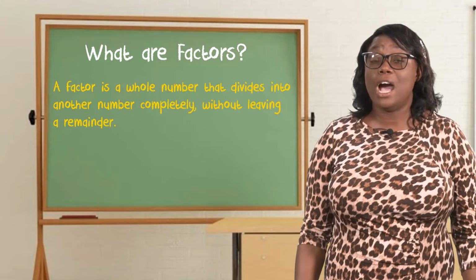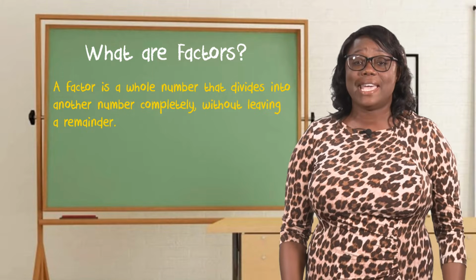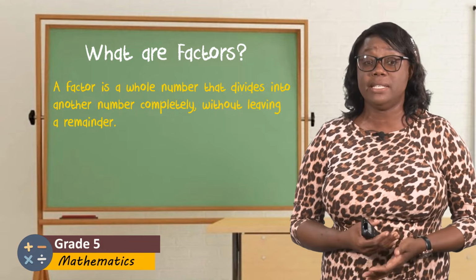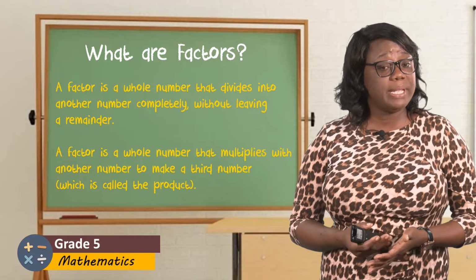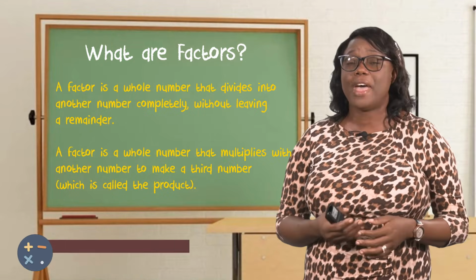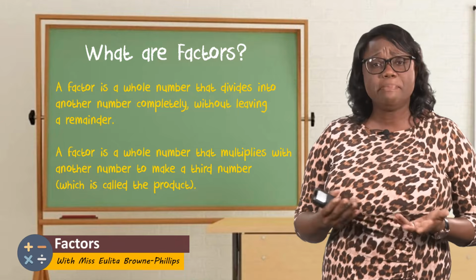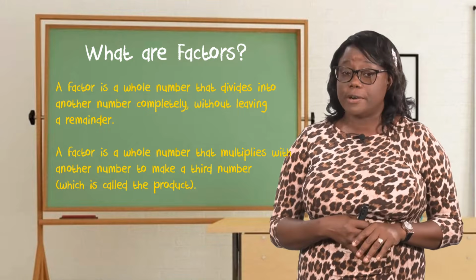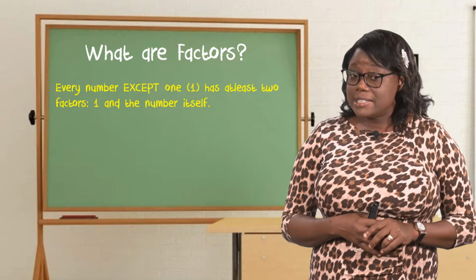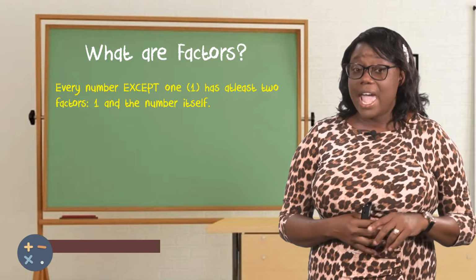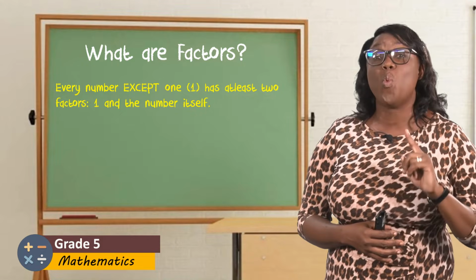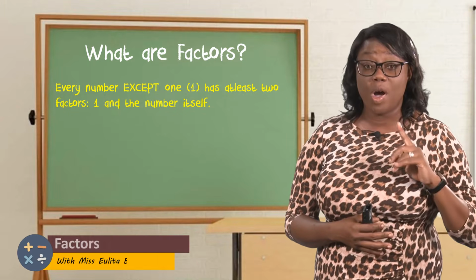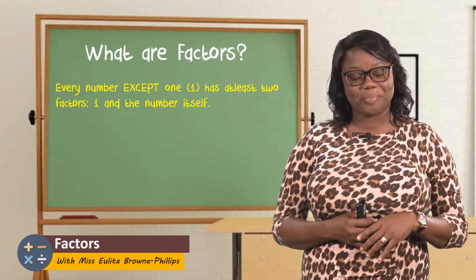A factor is a whole number that divides exactly into another number completely without leaving a remainder. Or it can also be defined as a whole number that multiplies another number to make a third number. This number is called the product. Now, boys and girls, listen carefully. Every number except one has at least two factors, one and itself.